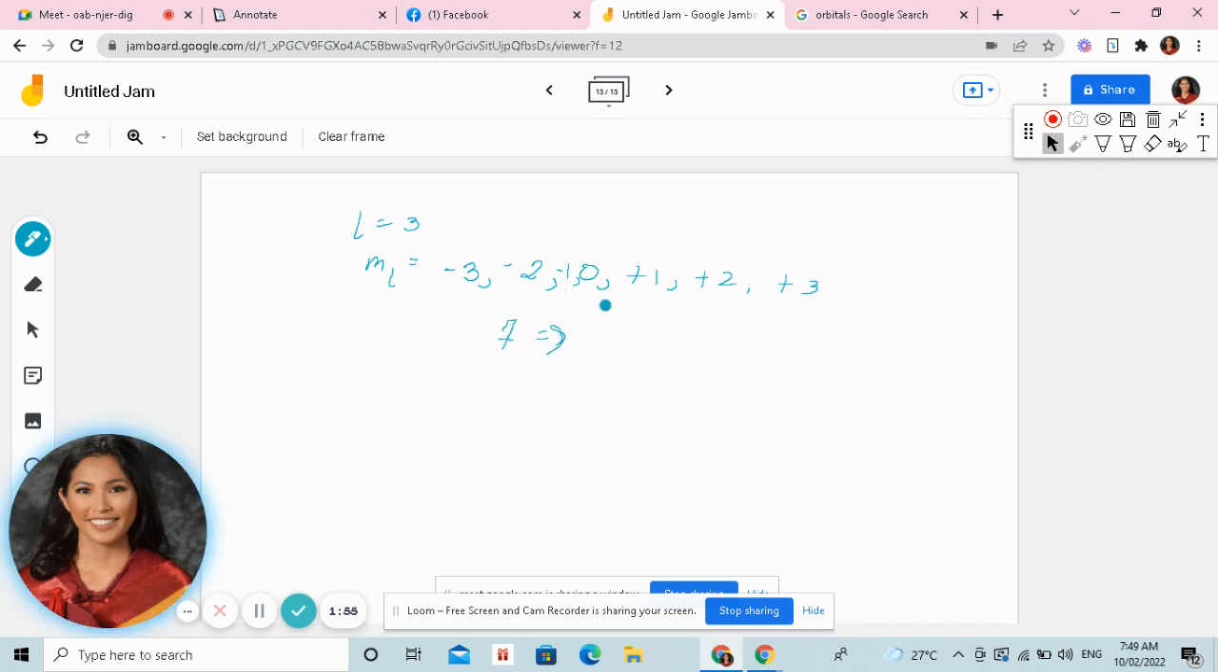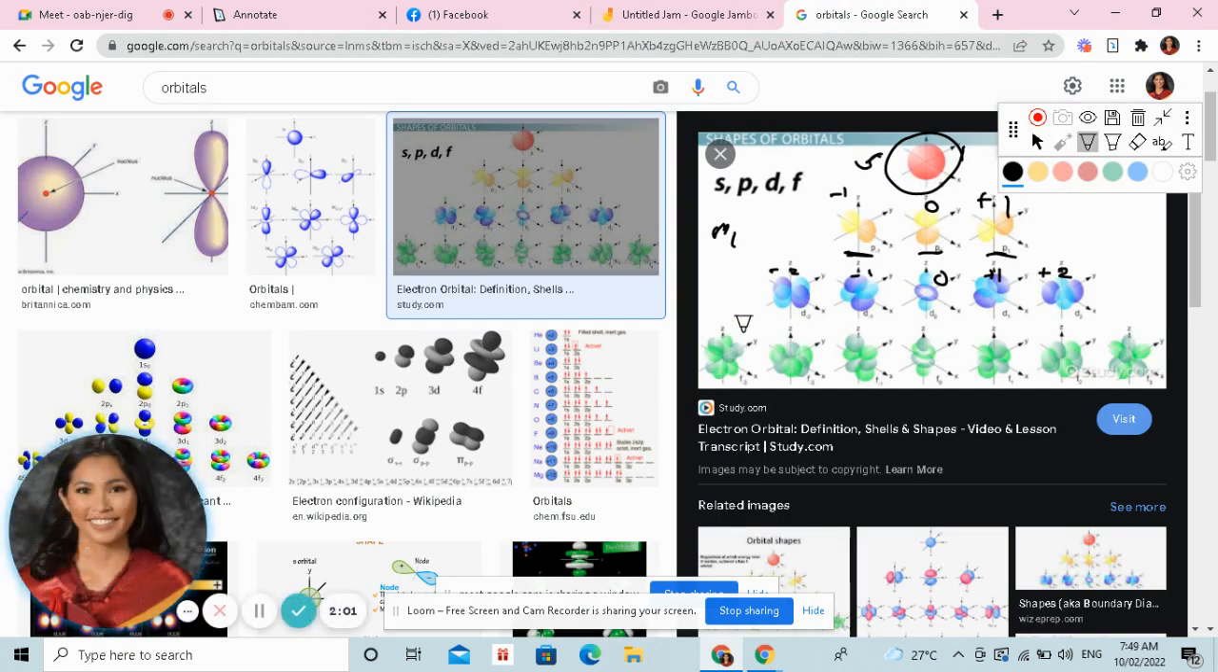Hence, for F orbital, we have 7 orbital orientations. We have -3, -2, -1, 0, +1, +2, and +3. That's 7.